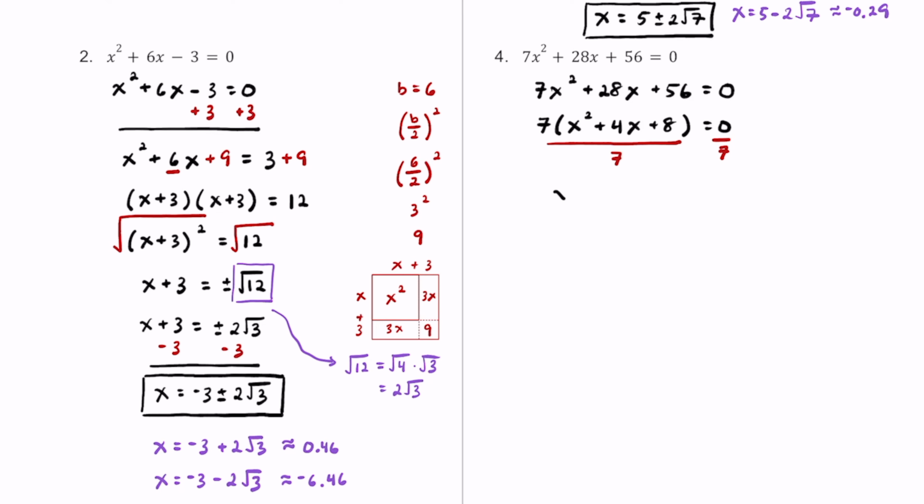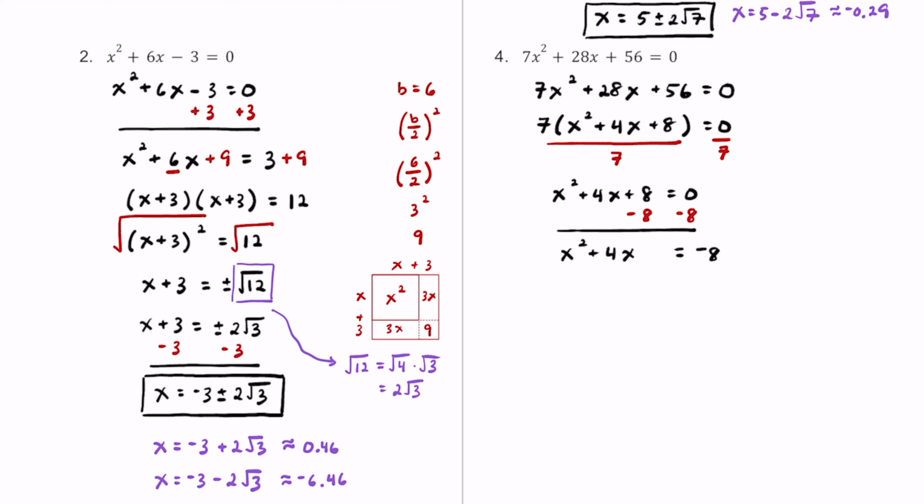So we're going to have x squared plus 4x plus 8 equal to 0, because on the right side, 0 divided by 7 is still 0. Now, just like in all the other examples, let's isolate the constant and the x terms. On the left side, let's keep the x squared and 4x together. We're going to use those to complete the square in a moment, leave some space, and then 0 minus 8 is going to be negative 8 on the right side of the equation.